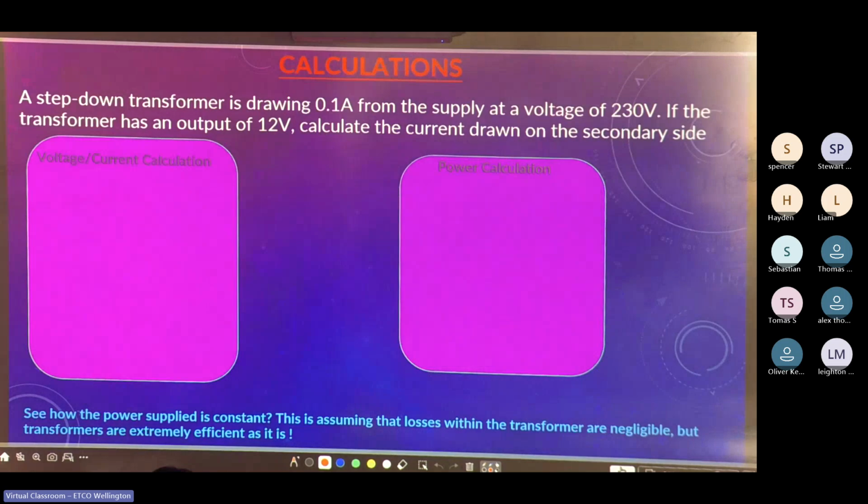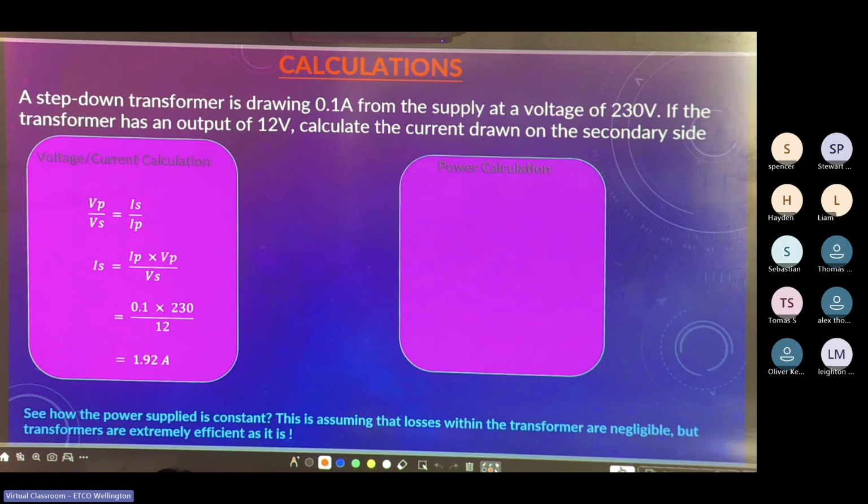So an example. A step down transformer is drawing 1 amp from the supplier at a voltage of 230. The transformer has an output of 12 volts. We can calculate the current drawn on the secondary side. The first thing we do, note our formula, VP over VS equals IS over IP. Then we go IS is equal to IP times VP over VS. Like we talked about, we have to cross multiply with the fractions. Cool, which gives us 1 times 230 over 12, which gives us 19.2.